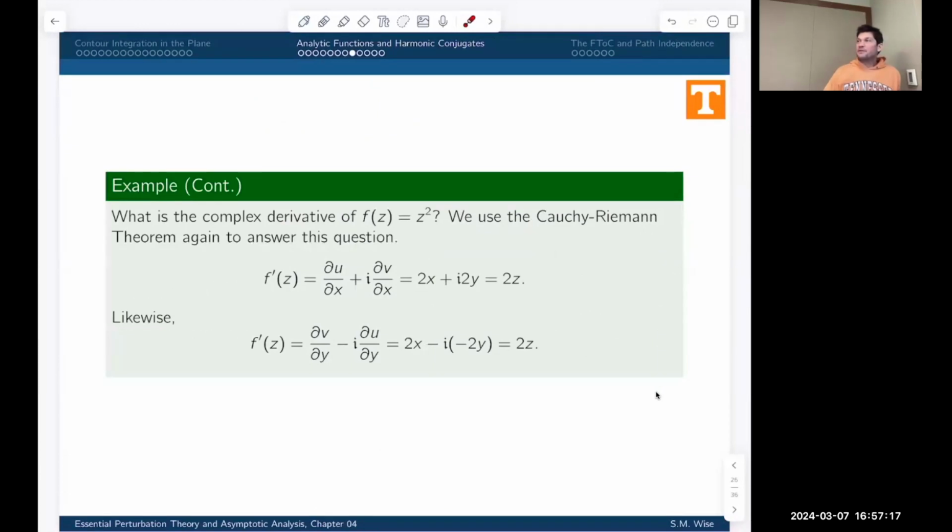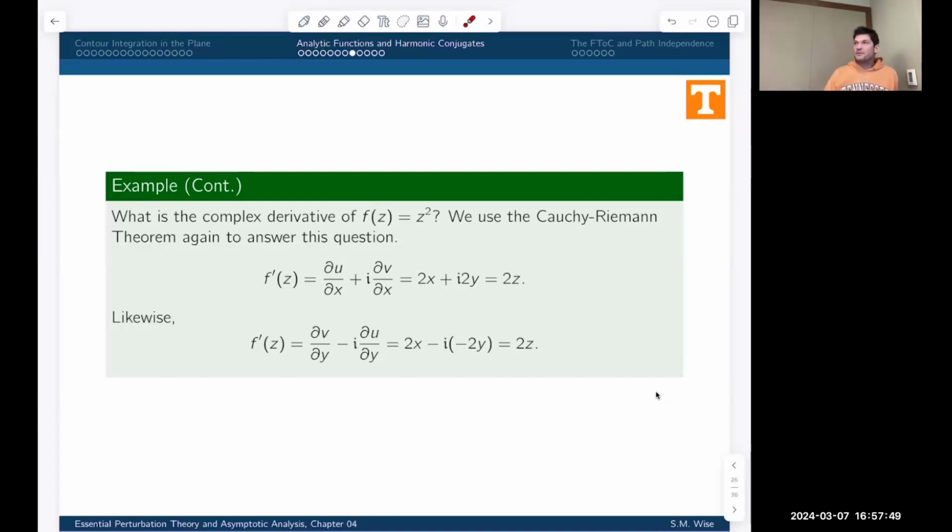All right, and we know that these are C2 functions, so we know that they're going to be harmonic as well. By the way, what's the complex derivative of z squared? If you didn't learn it already, complex differentiation obeys the power rule, the quotient rule, all the usual rules of differentiation. So we know that this should turn out to be 2 times z, but we can use the Cauchy-Riemann theorem to prove that.